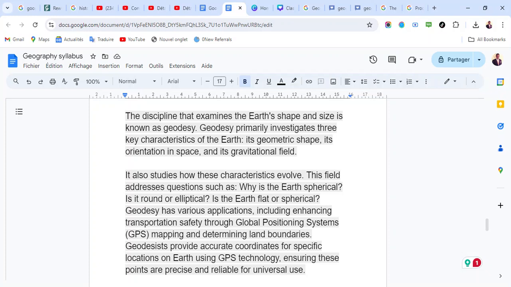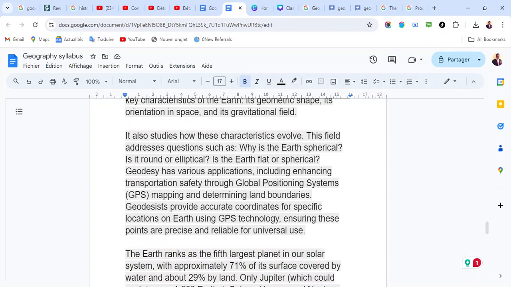Geodesy has various applications, including enhancing transportation safety through global positioning systems, GPS mapping, and determining land boundaries. Geodesists provide accurate coordinates for specific locations on Earth using GPS technology. So, because of geodesy, we are able to have GPS to know where people are located. You know that your phone can also determine your location. All this is because of geodesy.